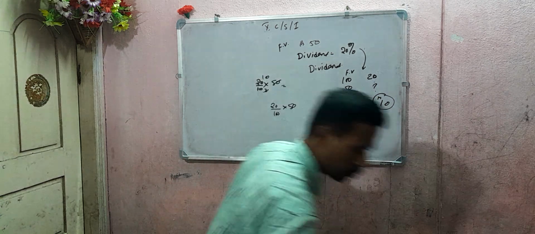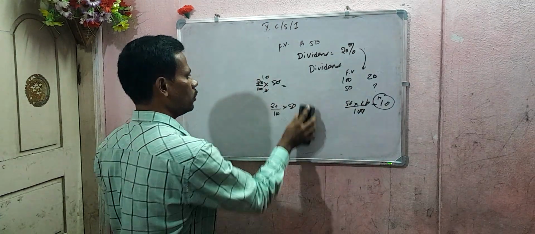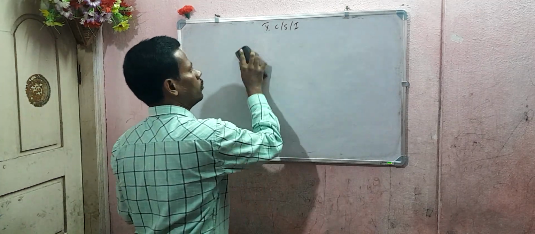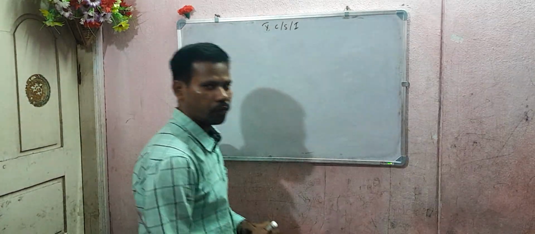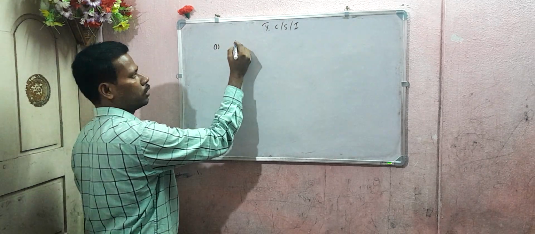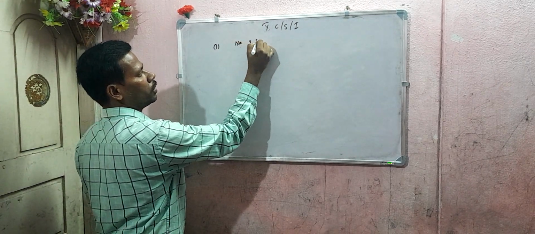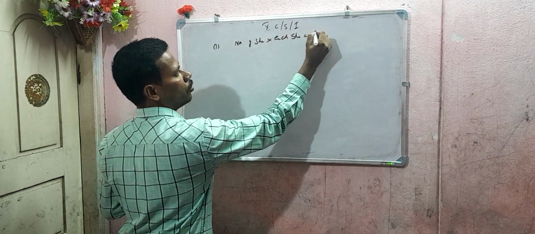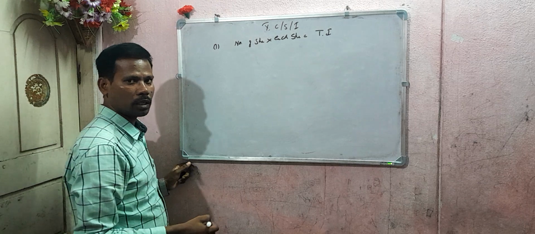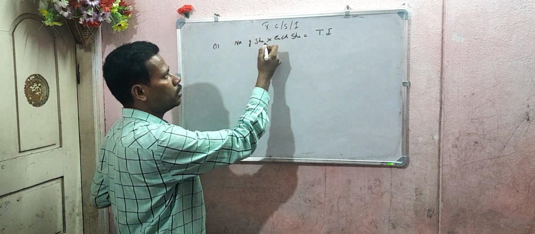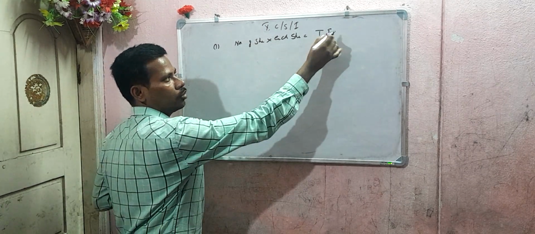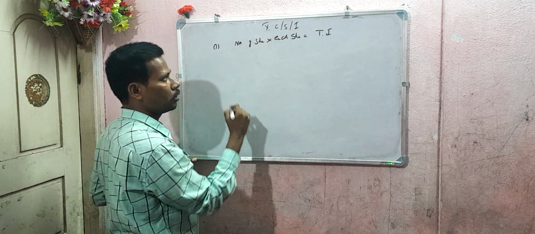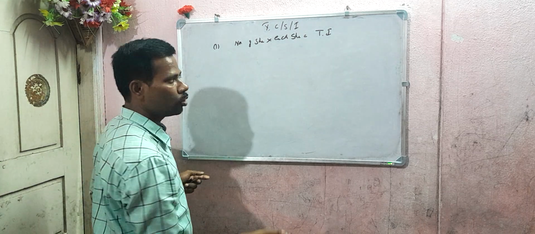Now I will describe some of the formulas involved in this. First formula: number of shares into each share is equal to total investment. Just as in the introduction class I have told, number of shares into each share is nothing but total investment. Total investment, how much you are putting. You should know these things in the coming classes when you do the problems.